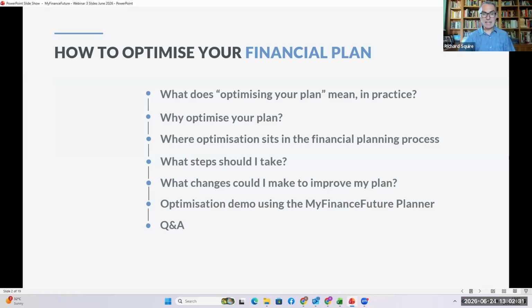What steps you should take to go through the optimization process in a structured way and navigate the process so you achieve an outcome over time. What are the potential changes you could make to improve your plan? A laundry list of ideas and techniques, which I'll share with you. And then we'll go through a demo using the MyFinanceFuture Planner of how to apply some of those techniques to a case study to give you a feel for the process and how to use some of the techniques.